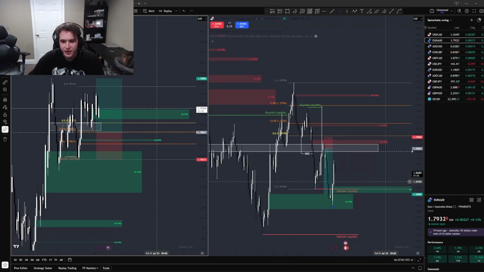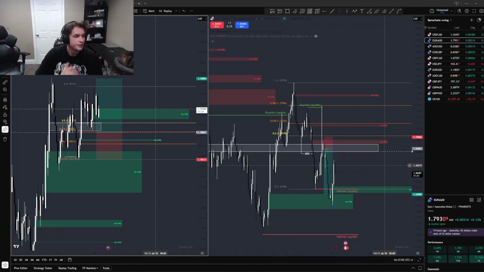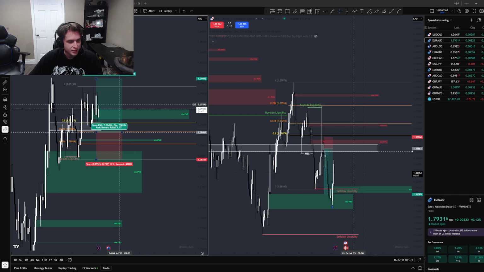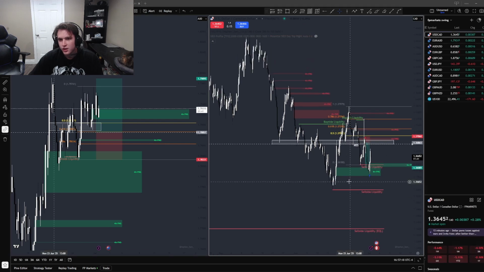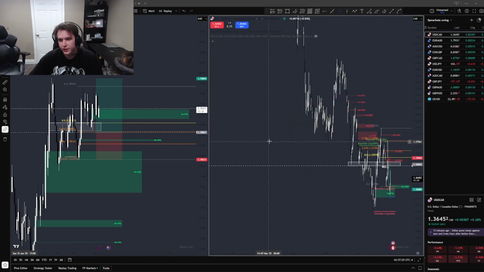Today we're going to be breaking down the last trade I took on the $100 $50,000 challenge. It was a swing trade again, just like the last one. Don't mind this, it's a trade that's loading up right now, but this is the trade that we're interested in right here on this side of the screen. So let's get started into why I entered what I entered.